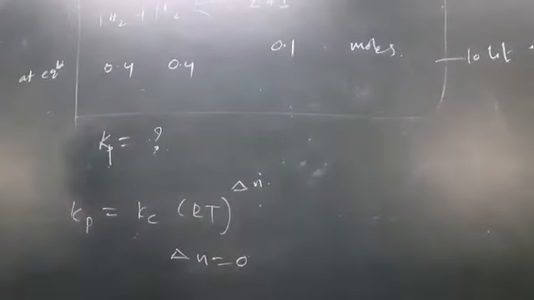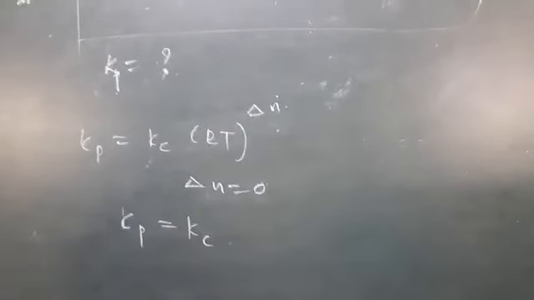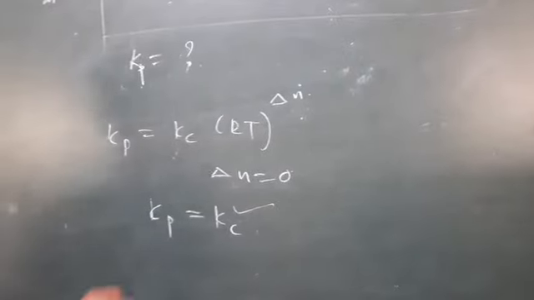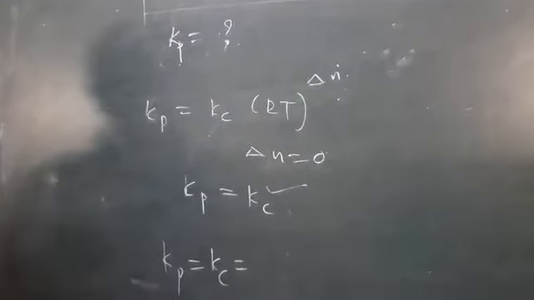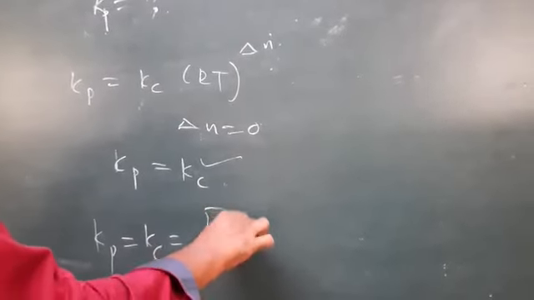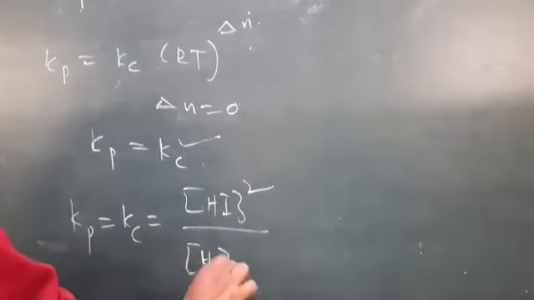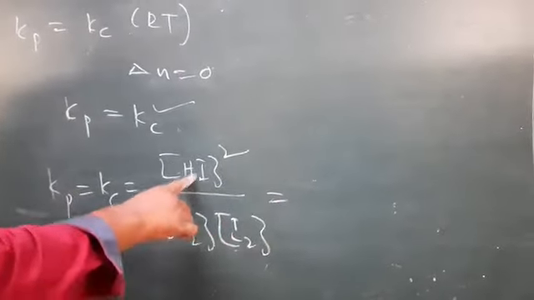If delta n is 0, Kp equals Kc. So if you find out Kc, that is equal to Kp. Kc means the concentration of hydrogen iodide to the power square, divided by the concentration of H2 and the concentration of I2.